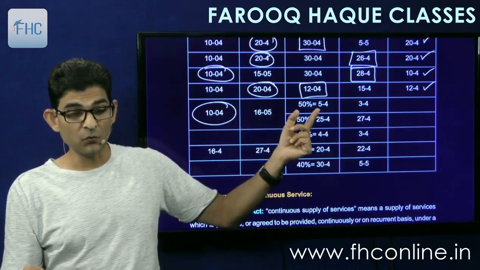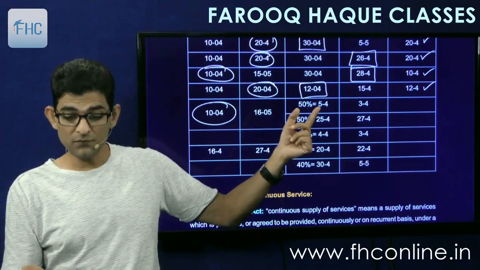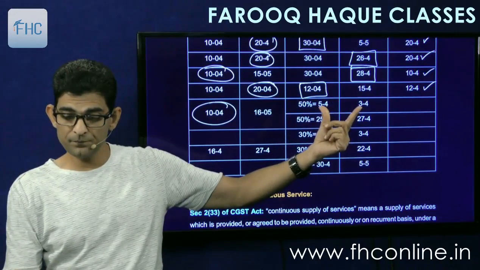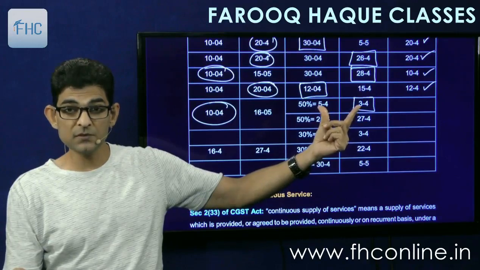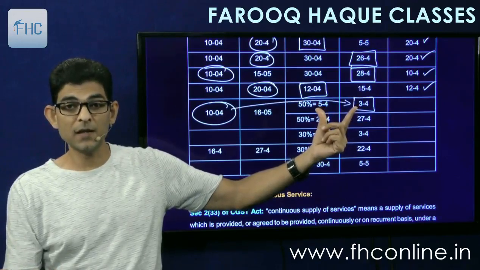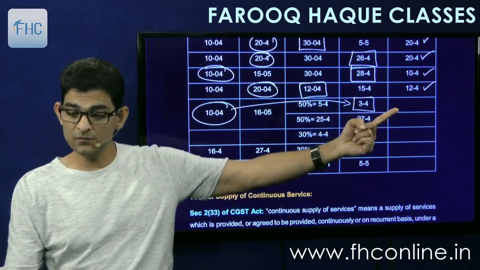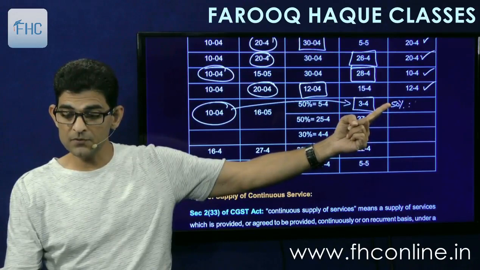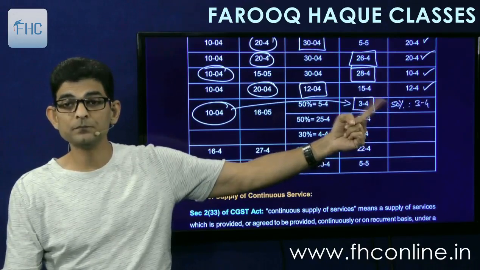50% received on 5/4. Very good. So here we'll take 5/4 or 3/4, whichever is earlier, 3/4, for this 50%. So here we'll compare these two, and the time will be whichever is earlier, means 3/4. For how much? For 50%. So for 50% it will be 3/4.